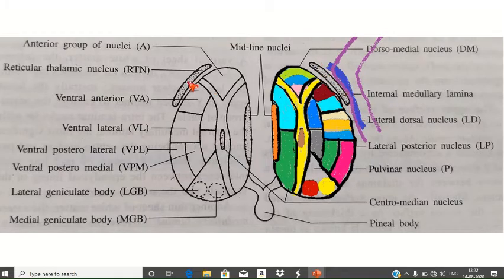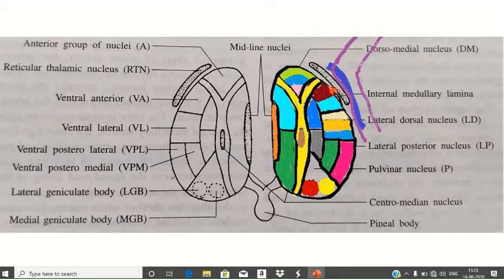So here I am just showing you this reticular thalamic nucleus, RTN. This reticular thalamic nucleus, which is present between posterior limb of internal capsule and the lateral surface of thalamus, this dark color one, you label it as RTN, reticular thalamic nucleus. Okay, then coming to the next areas.